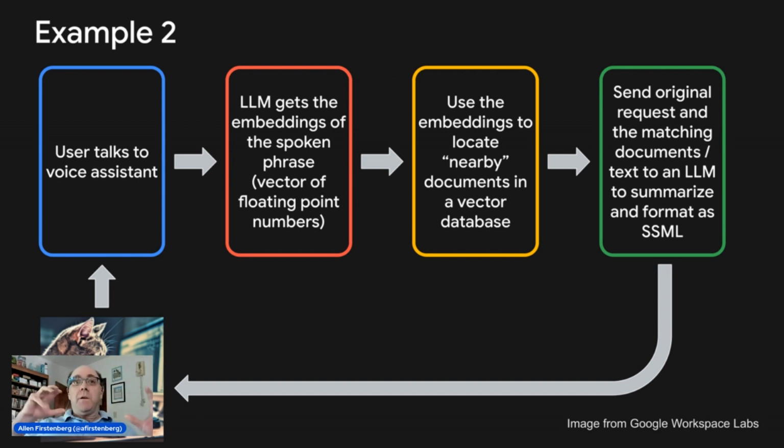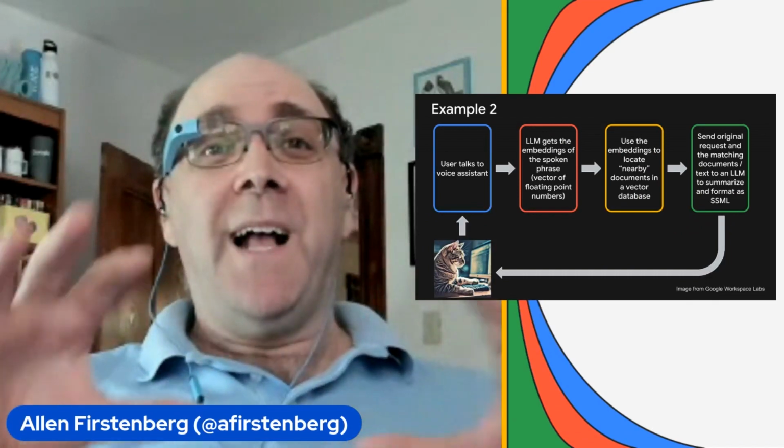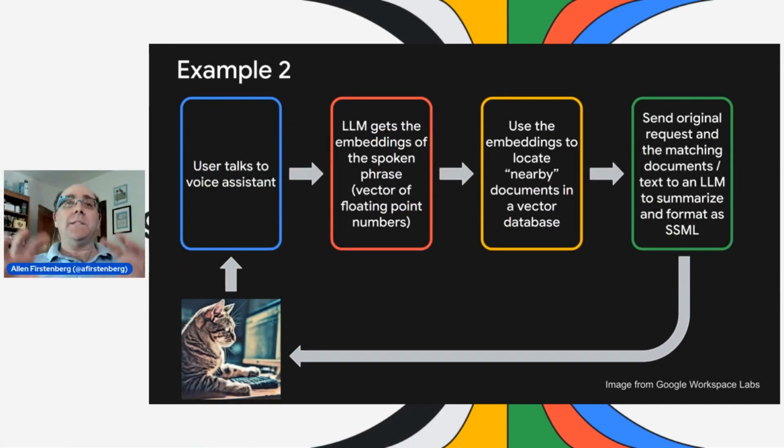What's another example? Okay, so what if the user is going to be talking to a voice assistant? The LLM will take what they've said, what their spoken text is, turn that into what's known as an embedding, or a vector of floating point numbers that kind of represents what it is that the user has just said. It'll then use those embeddings to locate in a vector database other documents that are nearby that request. And these are, as Peter kind of alluded to, things that are similar to what the request is, or may address it in some way.